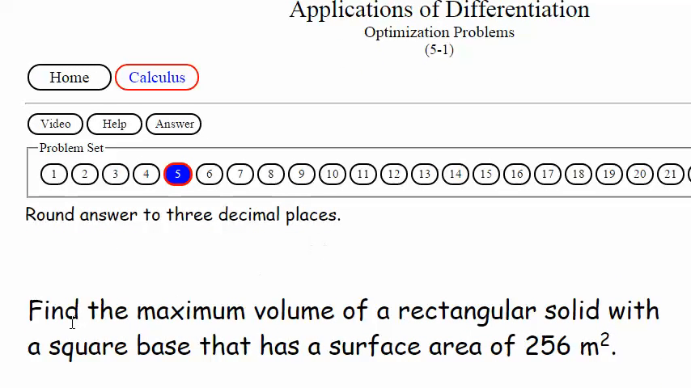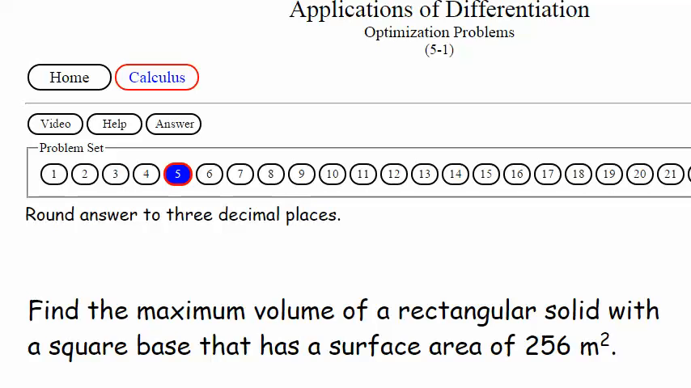Round answer to 3 decimal places. Find the maximum volume of a rectangular solid with a square base that has a surface area of 256 meters squared. Square meters, however you want to say that. So we want to find the maximum volume, so I'm writing this down: max volume of a rectangular solid with a square base, and the surface area is equal to 256 meters squared.